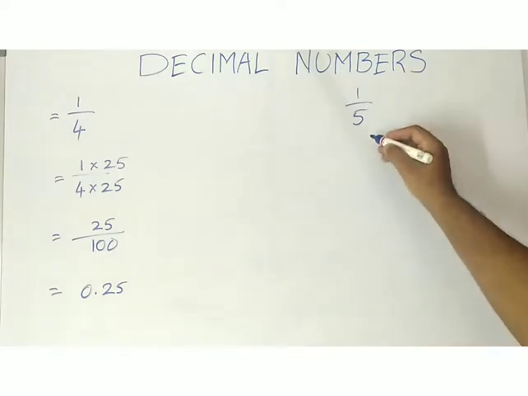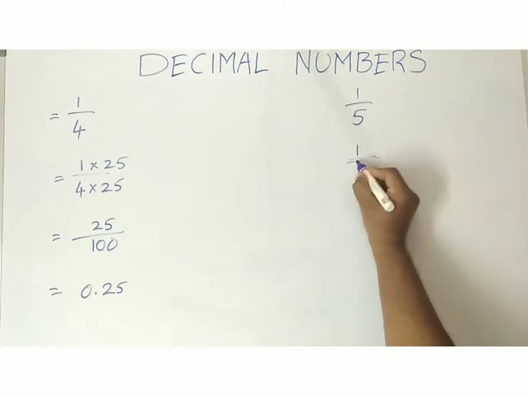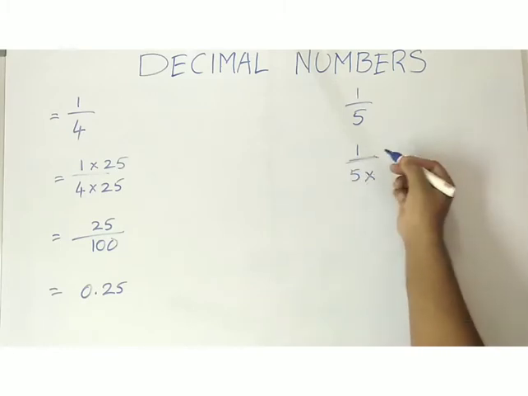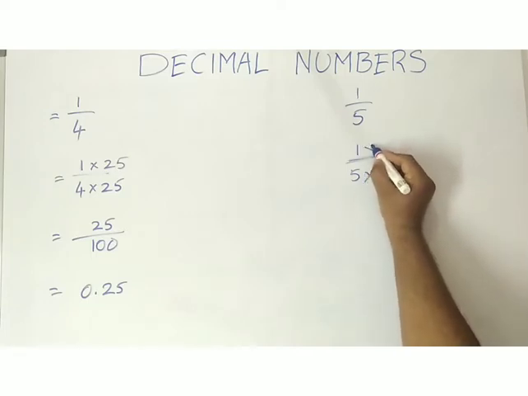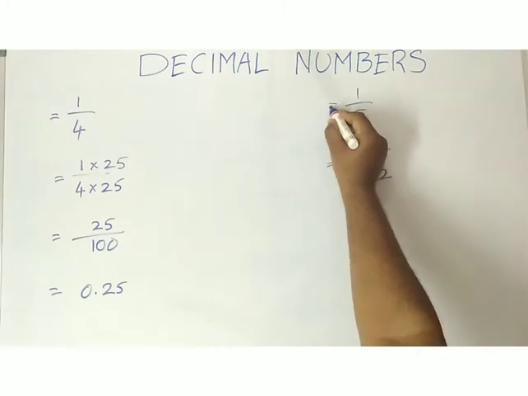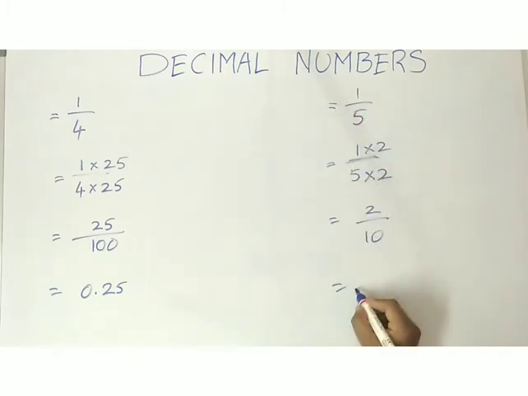Here 1 by 5. So what do I want to do? I want to make the denominator 100, otherwise 10. Here the possibility is there for 10, or the multiples of 10. So now I am writing 2 by 10. So the decimal comes after 1 digit from the right side. So 0.2.